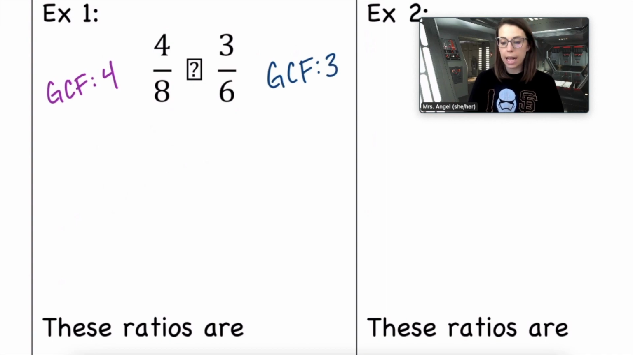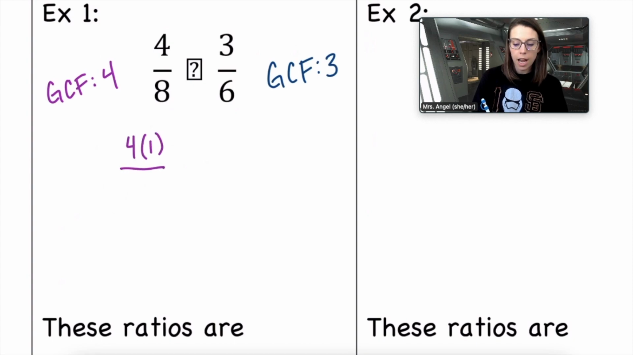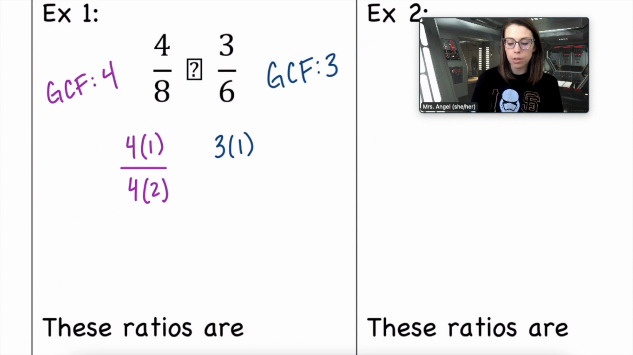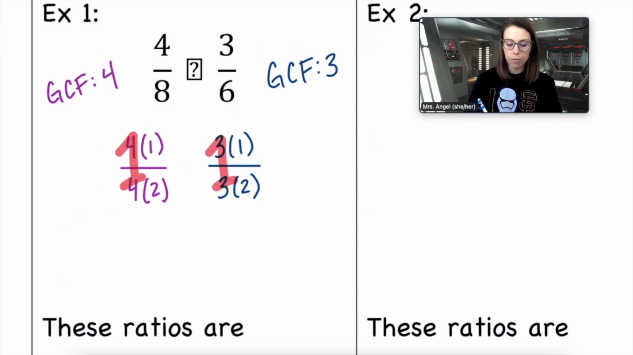So let's go ahead and simplify both. 4 is 4 times 1, and I know 8 is 4 times 2. So I'm factoring out that GCF in the first fraction. In the second ratio, we have GCF 3. 3 times 1 is 3, and 3 times 2 is 6. Now that we've factored out the greatest common factors, we have some big 1 factors. Our first ratio in simplest form is 1 over 2, or 1/2. The second ratio in simplest form is also 1 over 2, or 1/2.